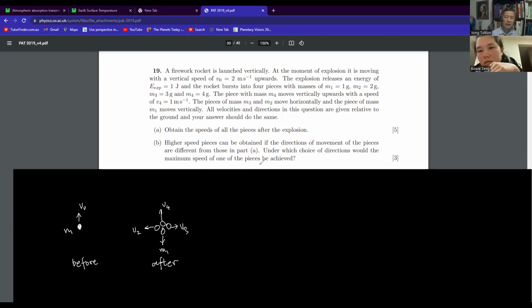Well, that's a bit tricky, the question. They have to recall what is the direction. Do we know the direction? Higher speed can be obtained if the direction of movement of the pieces are different from those in part A. So how can we achieve the velocity? By changing direction. Oh, so in that case, I suggest they just go vertical. Do you agree? Yes, because of gravity. I was thinking about that. Yes, good. The important thing is the total momentum is fixed. Can you see? Total momentum is also a vector, right? It is upward. So if you want to achieve maximum velocity, the mass should be the lowest.